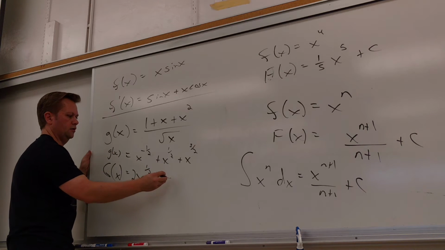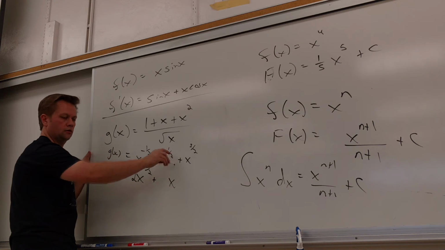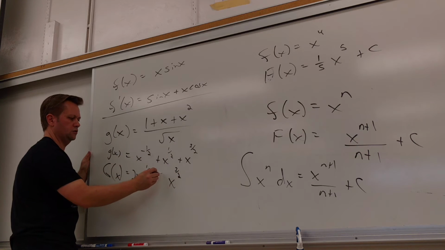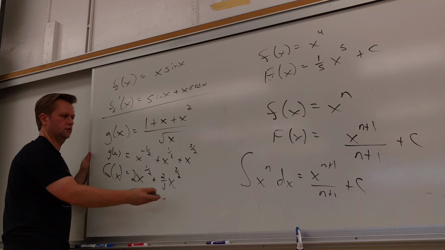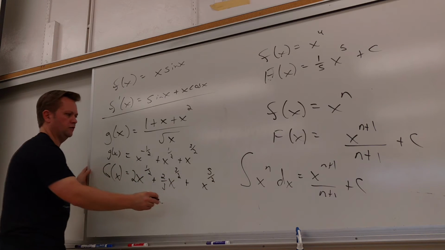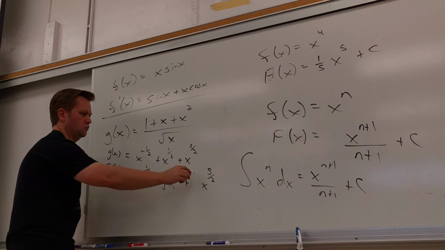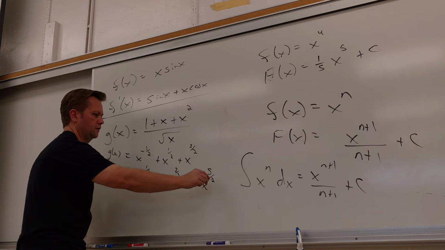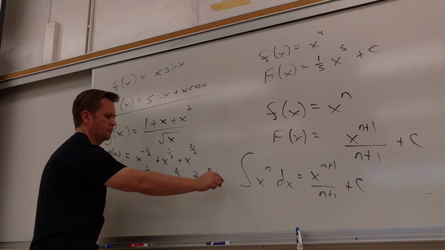Plus 2/3. It would be x to the 3/2, and then the reciprocal, 2/3. Then x to the 5/2, and the reciprocal, 2/5. Plus C.